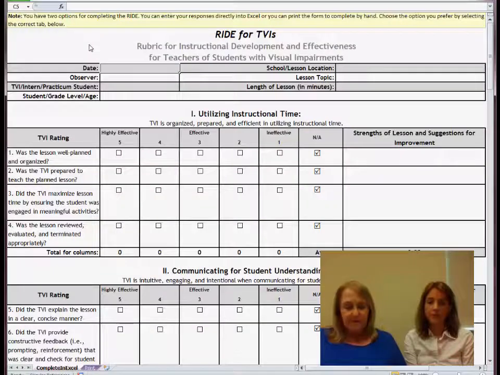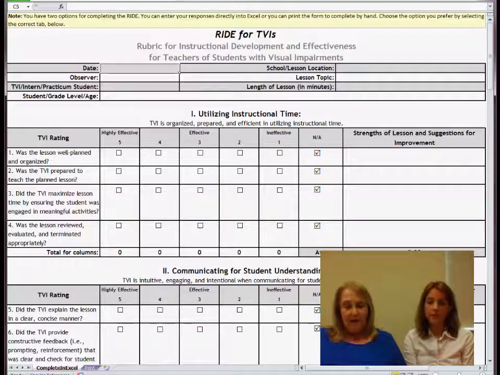As I said, it's particularly useful for observing itinerant TVIs since most rubrics were developed with the general ed classroom teacher in mind. So that is the difference in the focus. By providing supportive and clear feedback on teaching performance, the goal is that teaching effectiveness will improve over time. And that's really the purpose of having this tool. It's an evaluation tool, but the point is to provide feedback that's meaningful so that teachers can improve their performance.